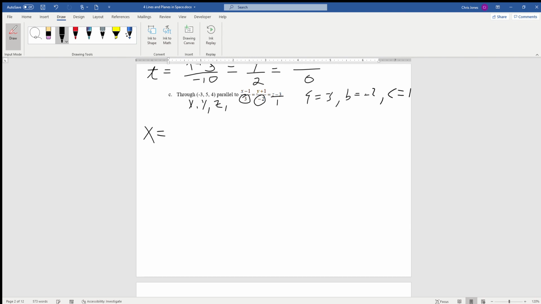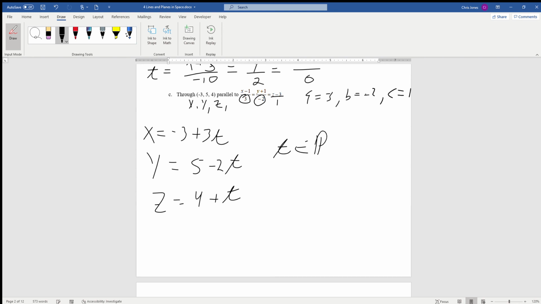So x is going to be equal to -3 plus 3t. Y is going to be equal to 5 minus 2t. Z is going to be equal to 4 plus t. T is an element of the real numbers.